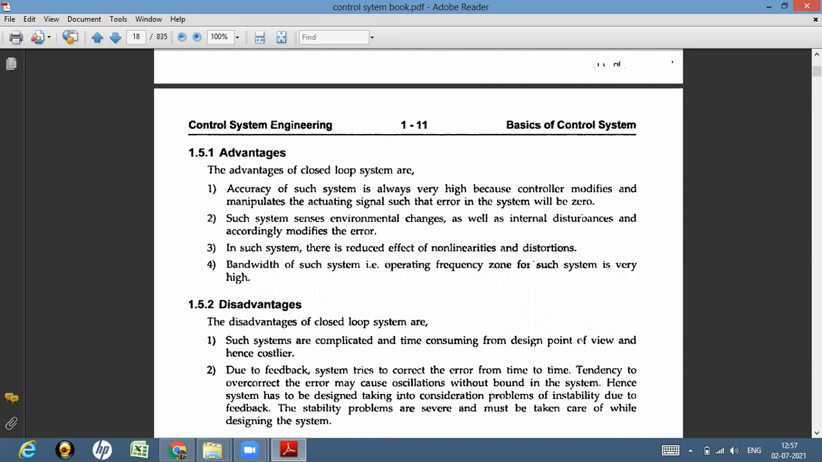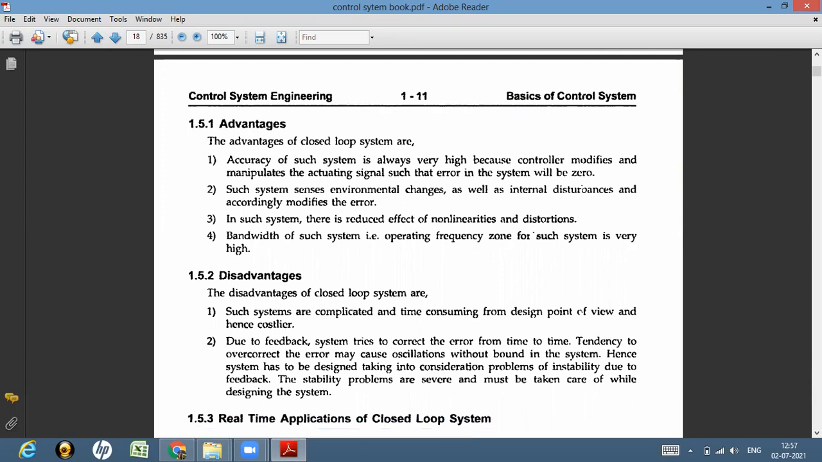Such a system senses environmental changes as well as internal distortion and accordingly modifies the error. In such a system, there is a reduced effect of non-linearities and distortions. The bandwidth of such a system, that is, the operating frequency zone, is very, very high.